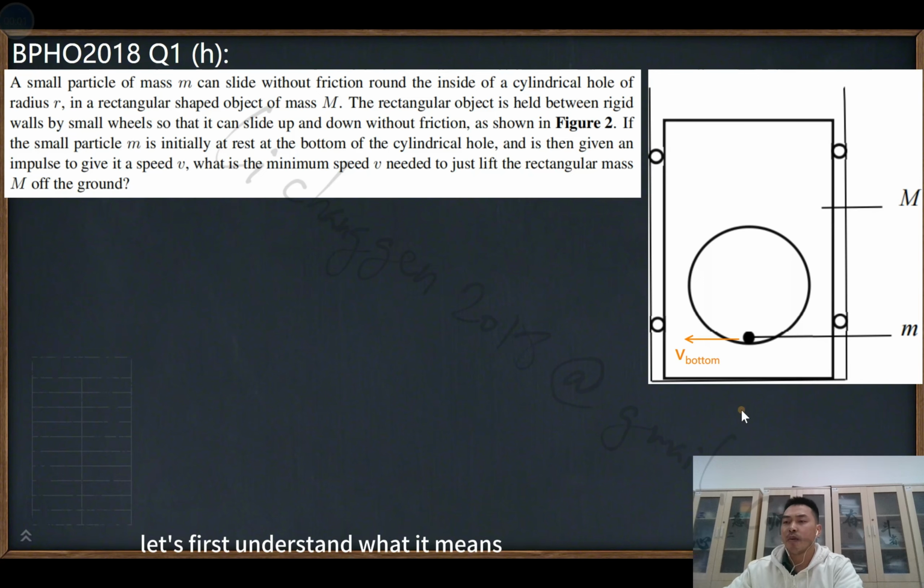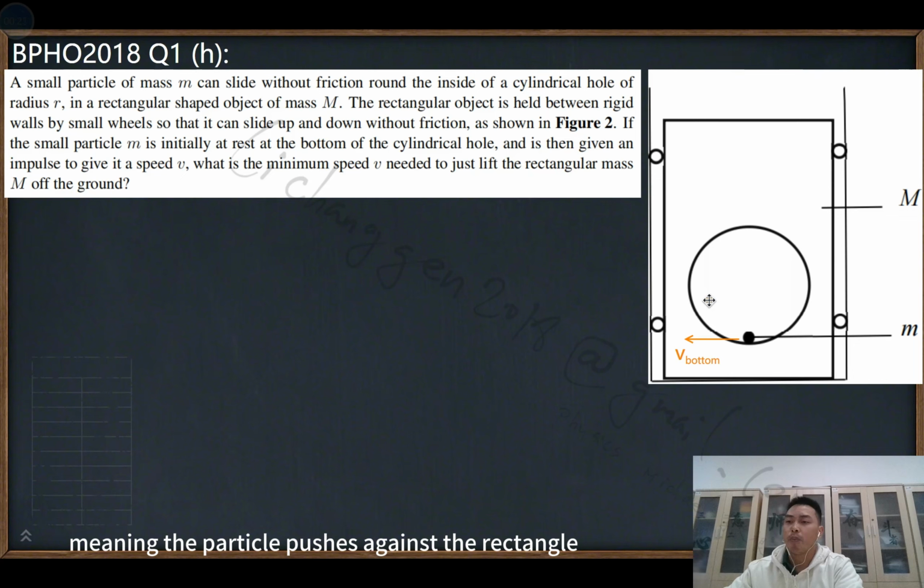Let's first understand what it means to just lift the rectangle object off the ground. As the small particle moves in a circular path inside the rectangle, it exerts a normal force on the surface of the cylinder. According to Newton's third law, there will be an equal and opposite force, meaning the particle pushes against the rectangle and the rectangle pushes back.